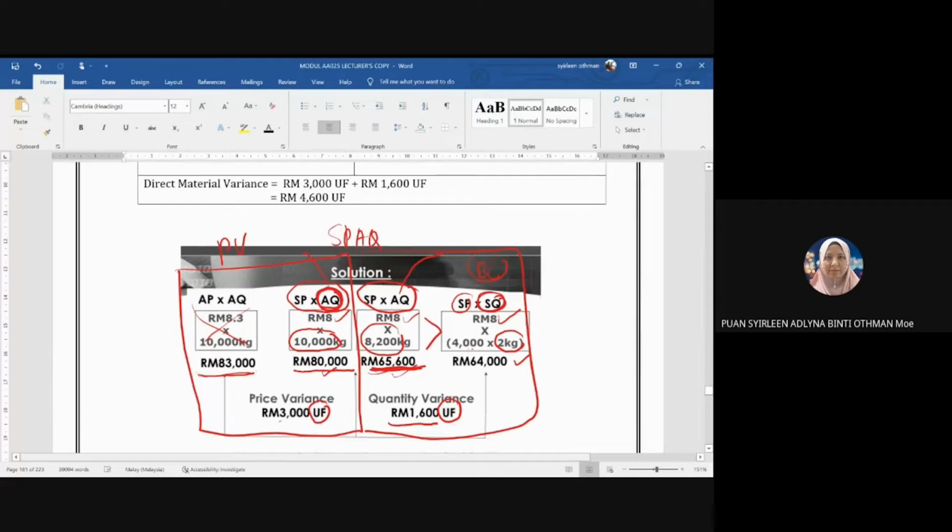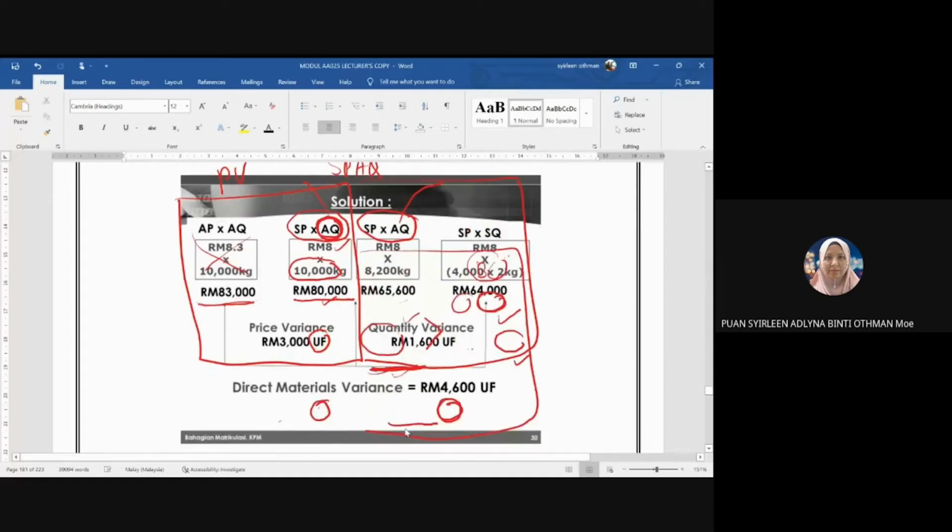So you have 3,000 here and 1,600 and dua-dua UF dekat belakang. So maksudnya kalau dua-dua UF, saya akan campur teruslah. Saya tak tolak. Okay. So dia akan jadi UF juga. The amount is 4,600. Okay, so this is actually 3,000 campur 1,600, 4,600, UF and UF. So I campur. Kalau satu F, satu UF, madam akan tolak. Okay, so this is direct material variance. Okay, using kaedah kapal terbang.